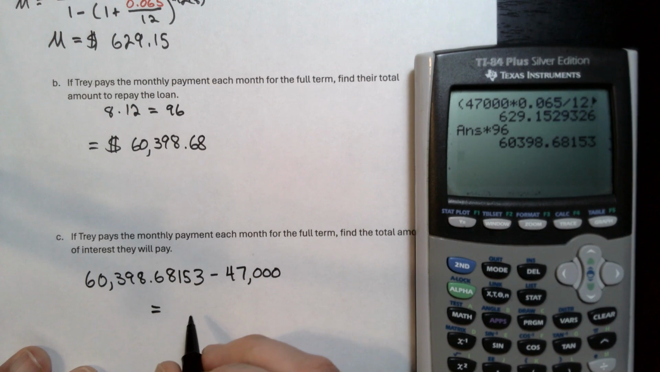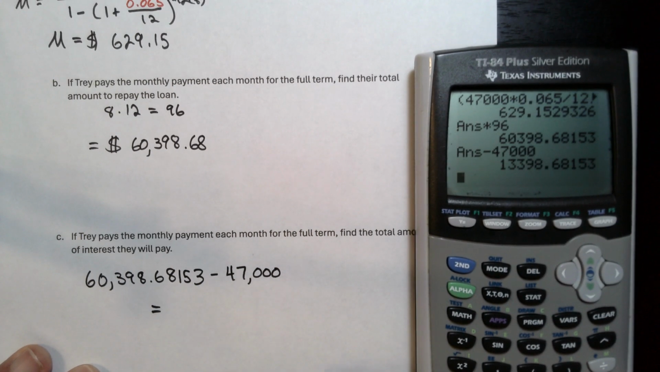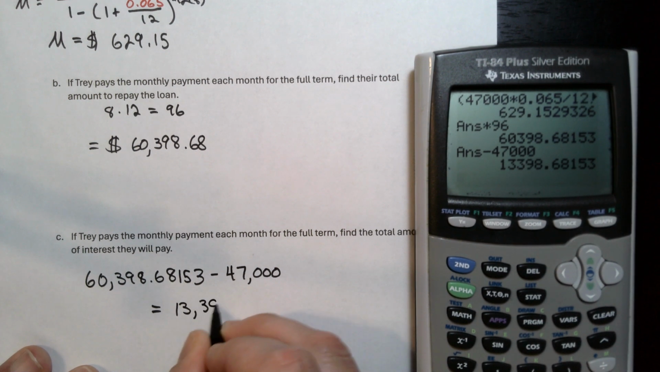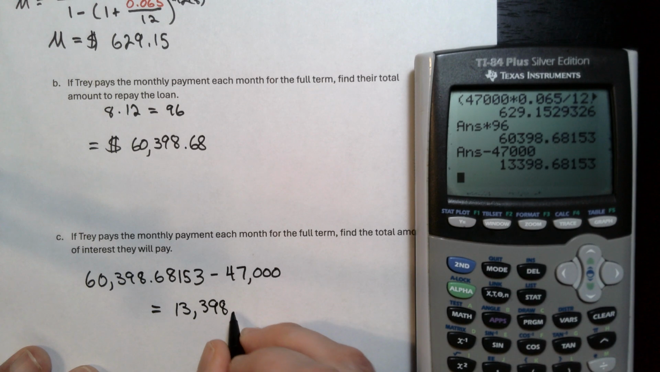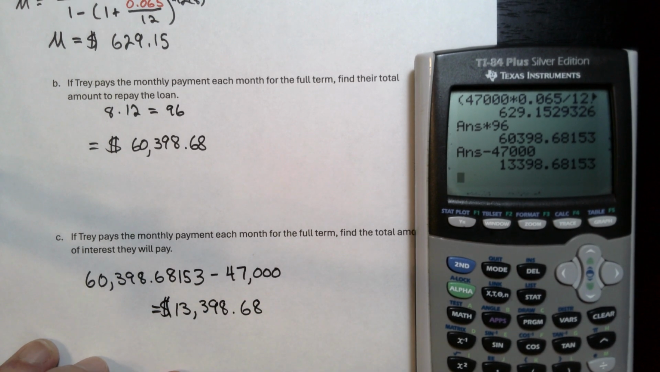So we'll subtract 47,000, and that gives us $13,398.68 is how much Trey paid in just interest. And that's it.